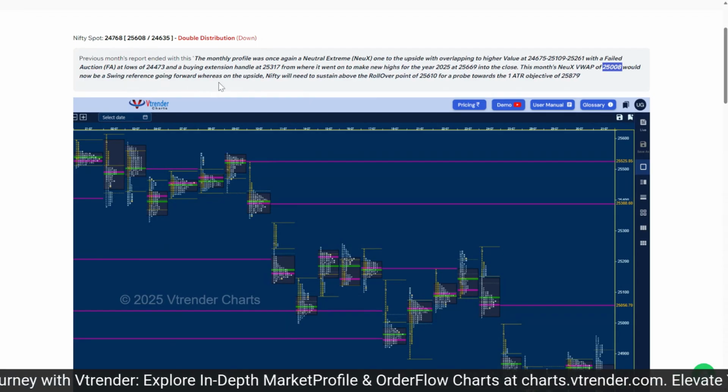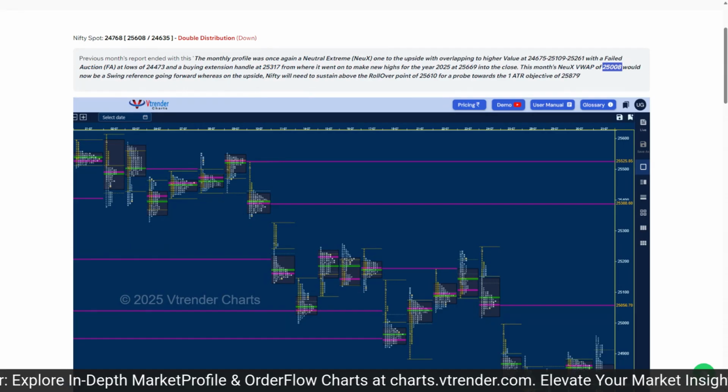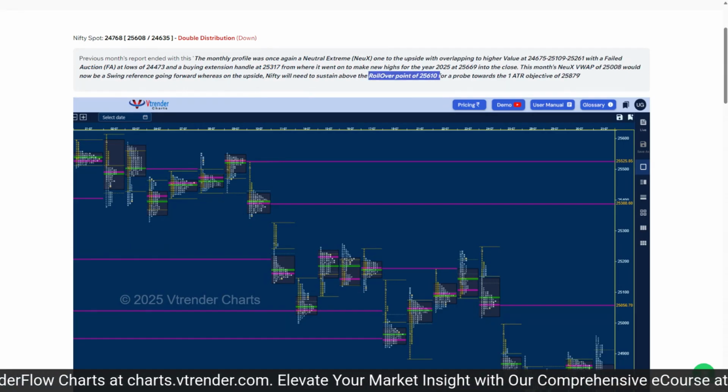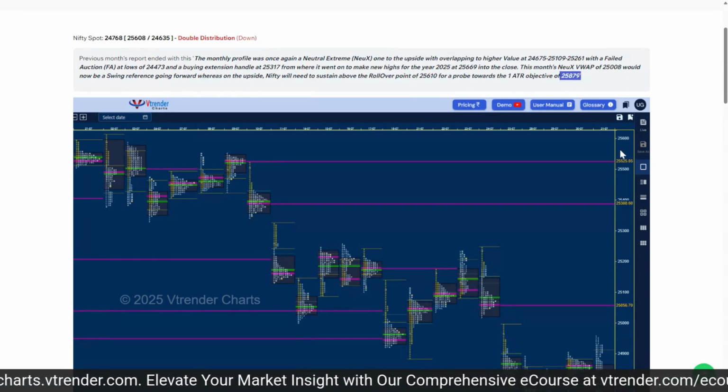was supposed to be a swing reference, whereas on the upside Nifty will have to sustain above the rollover point of 25610 for a probe towards the 180R objective of 25879.